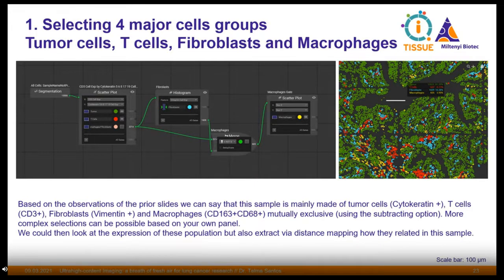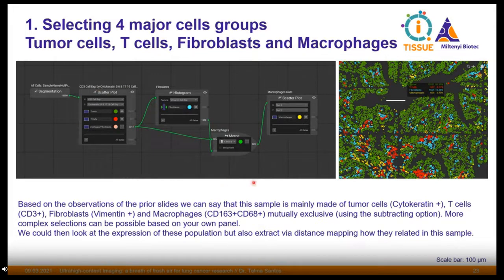This can be, of course, more complex depending on where you come from and what the objectives of your samples are. But I wanted to provide an easy to grasp gating method. For that, I started by selecting the tumor cells versus the T cells, and then I said that the rest of the cells would be fibroblasts and macrophages. Then I gated on a histogram the fibroblasts based on the vimentin, and then used the rest of the cells as macrophages. As I said, it's very simplistic. There are certain ways to do it better, of course, but this is a very easy way to explain it.